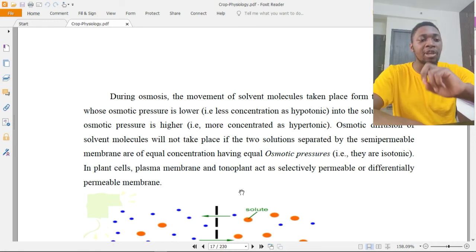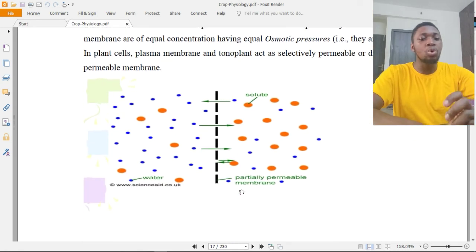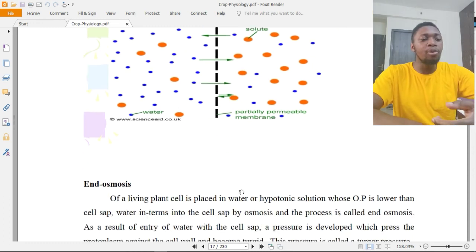In plant cells, plasma membrane and tonoplast act as selectively permeable or differentially permeable membrane. This diagram simply represents the process of osmosis, whereby we have water and the permeable membrane and also the solutes.